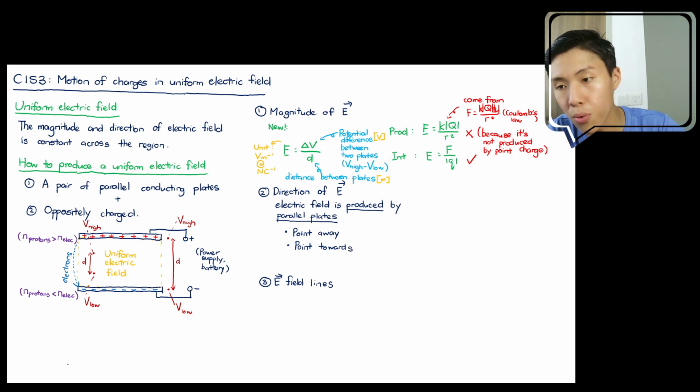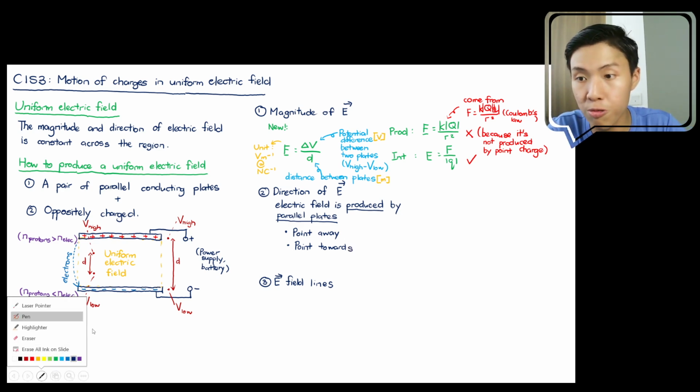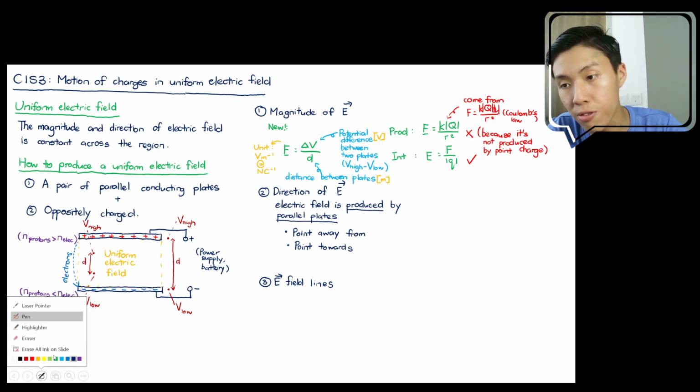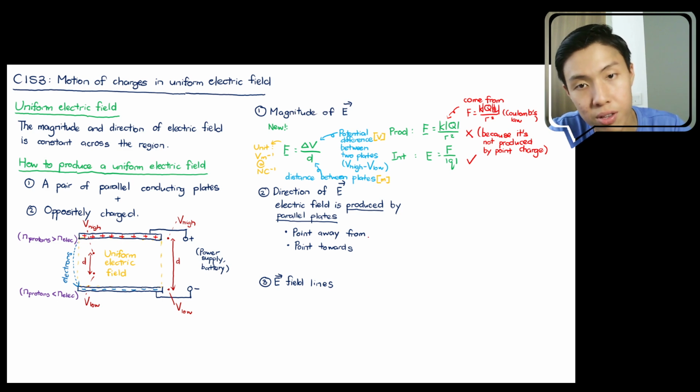Point away, usually we say point away from a positive point charge that produces the electric field, right? This time it's still the same. It's pointing away from the positive, not point charge, positive plate. So we are pointing away from the positive plate, and we know that we are pointing towards a negative charge that produces the electric field, right? So this time we are pointing towards the negative plate.